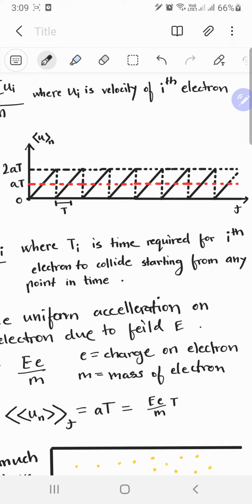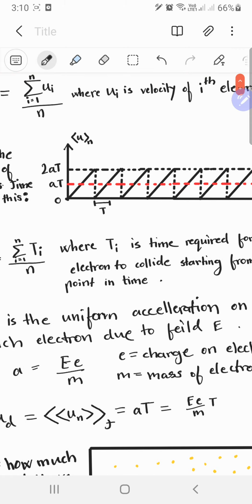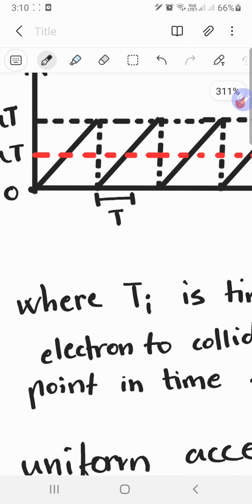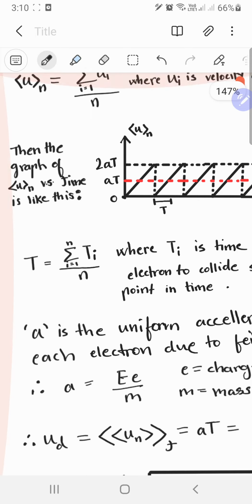While they are moving, they are being accelerated, but when they collide, they are suddenly going in all random directions. So their average velocity will be 0. So it starts with 0, then goes for some time with acceleration a, and then it collides and comes back to 0, and it keeps happening. And the average time for which this going up happens will be 2 times capital T. So this capital T is the average with respect to n, so I have defined it over there.